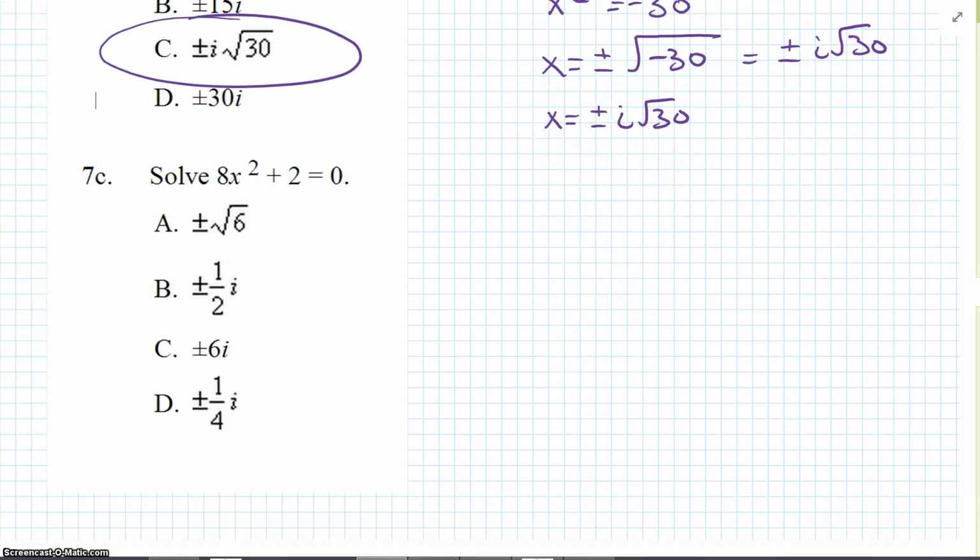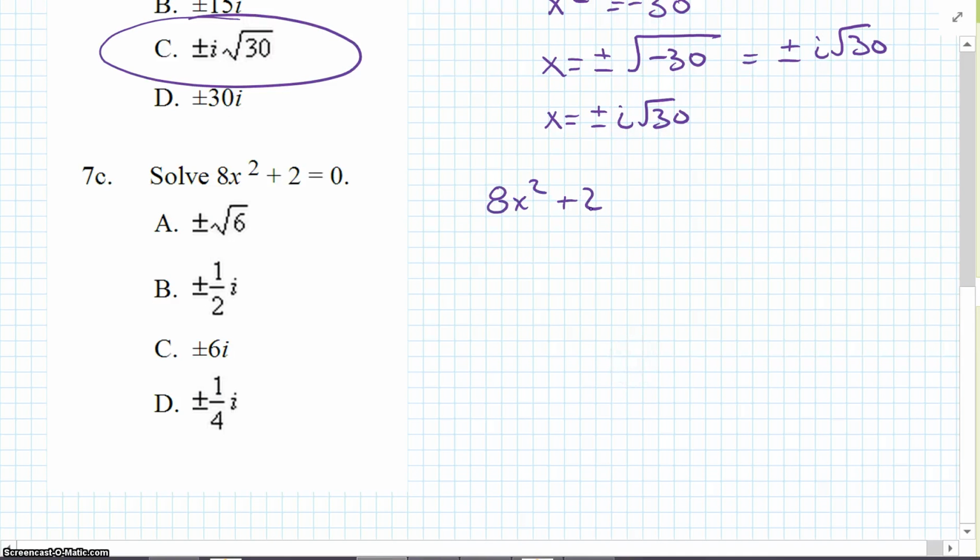Okay, 7c. Solve. 8x squared plus 2 equals 0. Subtract 2 from each side. We're going to get 8x squared equals negative 2. Divide each side by 8. x squared equals negative 2 over 8, which I can simplify to negative 1 over 4.